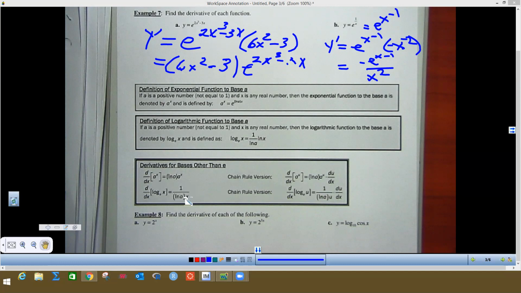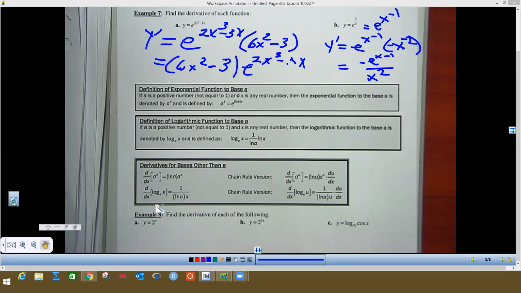So it's 1 over the natural log of whatever this base a is, and then it's times whatever the number is after that, log a x. Now the difference is this isn't going to be a regular old x. This is going to be something more. So it's still 1 over natural log of the base times the same exact thing in the denominator, and then you have to do the derivative of this u part, which is this part here. So let's try this out.